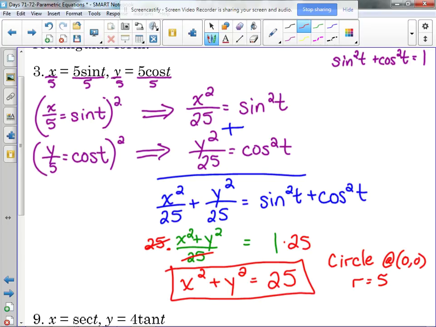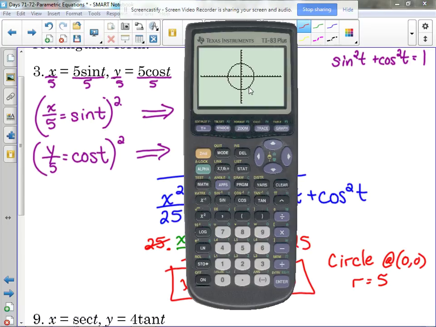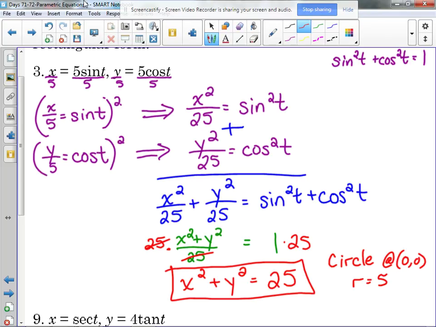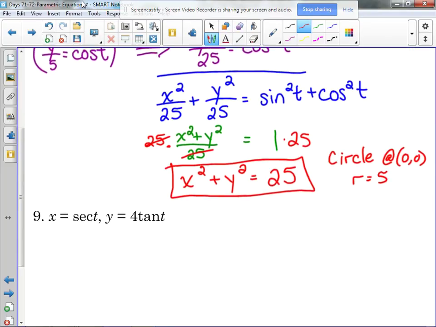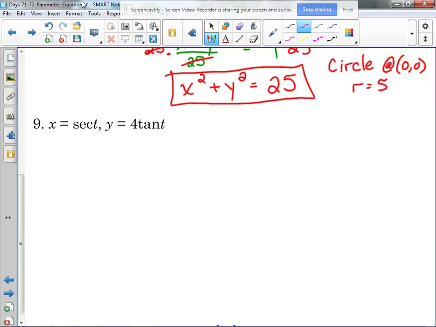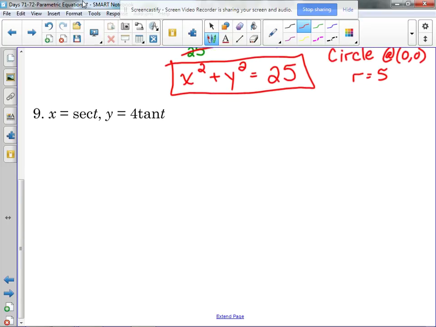If you can graph that, you should be thinking, oh, well, I'm looking for the equation of a circle, and it's centered at the origin and has a radius of 5. Which equation is that? Okay, let's look at one with secant of t and tangent of t.